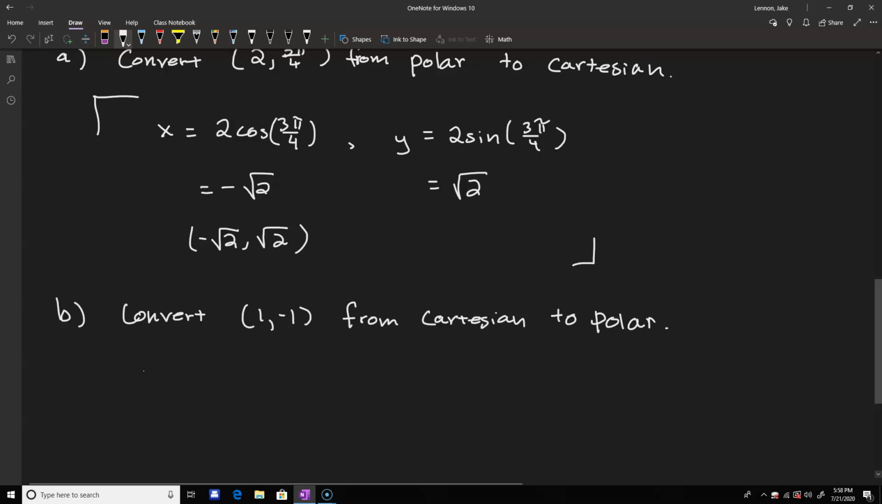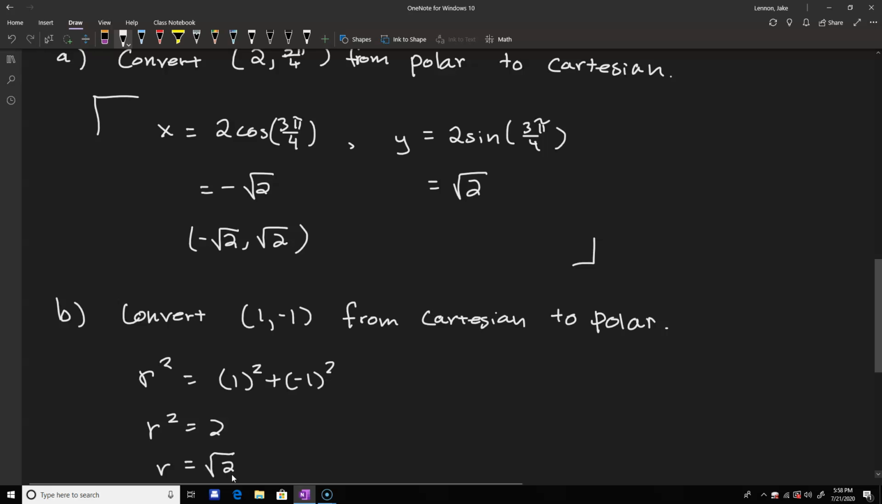So, the first thing is figuring out r squared. So r squared is 1 squared plus negative 1 squared. So r squared is 2, which makes r the square root of 2. Again, our r value is always going to be positive because the distance from the origin is always going to be 0 or positive. So you don't have to worry about plus and minus the square root of 2 there.